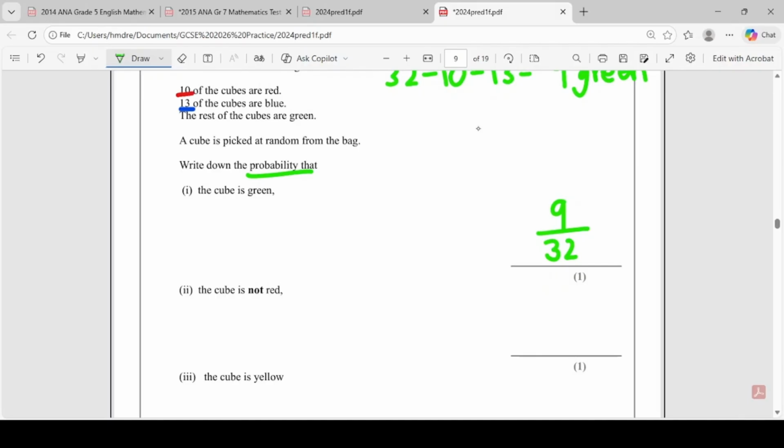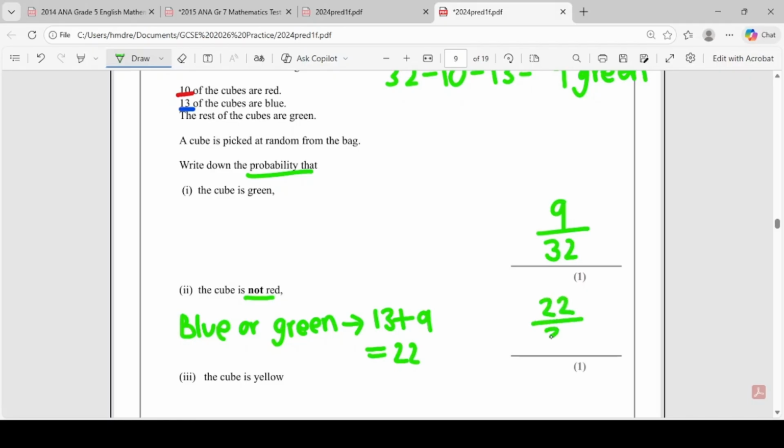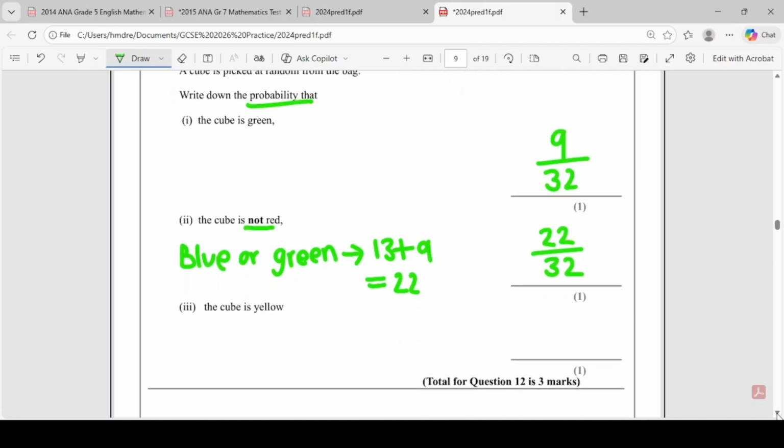What is the probability that the cube is not red? Okay, so if the cube is not red, that means it has to be blue or green, because the blue and the green cubes are not red. How many is that? That means there are 13 blue and 9 green. So 13 add 9 is 22. So there are 22 cubes out of the 32 that are not red. And finally, what is the probability that the cube is yellow? There are no yellow cubes, so it is a 0 probability.